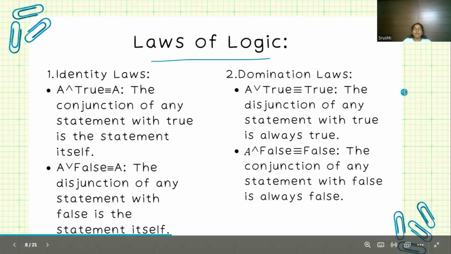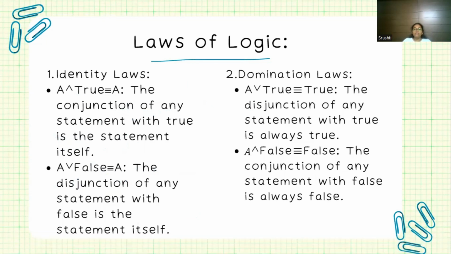Domination law. A or true equals true. The disjunction of any statement with true is true itself. A and false equals false. The conjunction of any statement with false is always false.